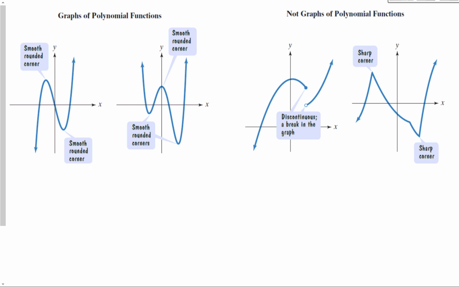And here's a picture. Okay, so these two are polynomial functions, the first two over on the left. They have smooth rounded corners, all the corners are smooth and rounded. These are not polynomial functions because they have a break, it's discontinuous, or they have sharp corners. Okay? So you can tell whether something's a polynomial function either by looking at the equation or looking at the graph.